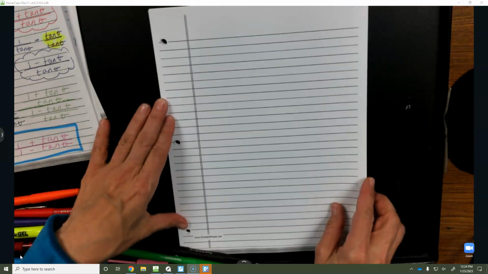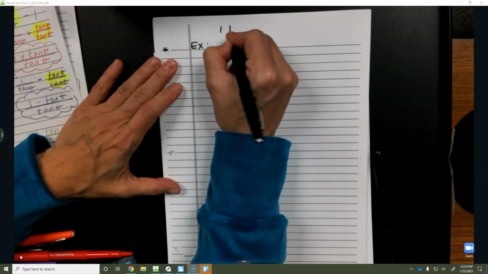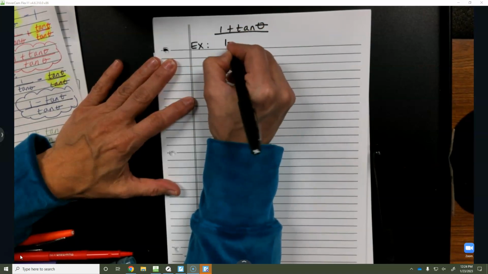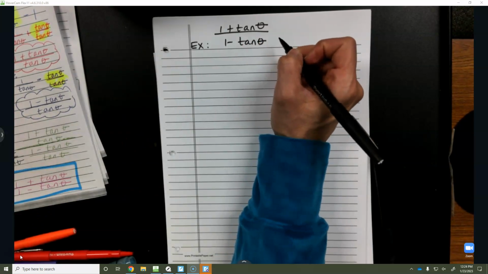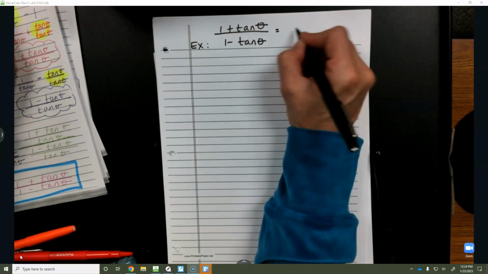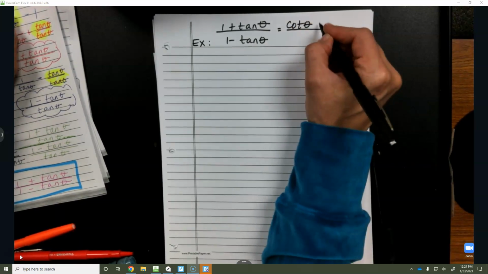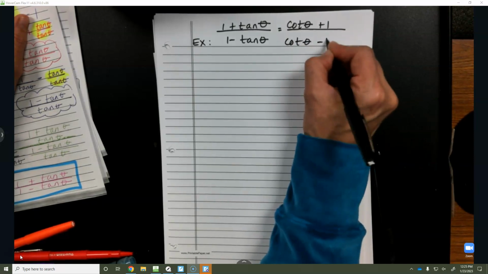All right, so for example 3, we know that it is going to be 1 plus tangent theta over 1 minus tangent theta. Guys, make sure you pay attention because you're going to do one on your own like this. And this equals cotangent theta plus 1 over cotangent theta minus 1.